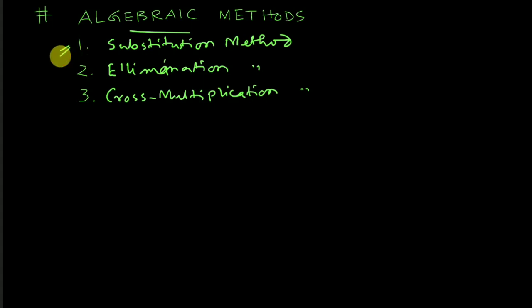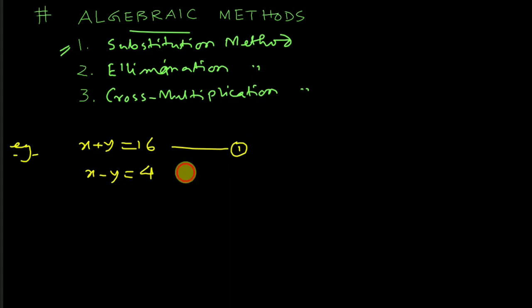This is the substitution method. For this, we want to take a pair of linear equations. Say the first equation is x + y = 16. Another one is x - y = 4. Okay, what is the naming given here? The naming is substitution. That means you have two variables. One variable will be substituted by the other, and then you will find the solutions for x and y.